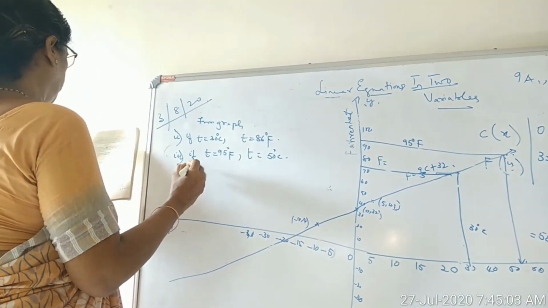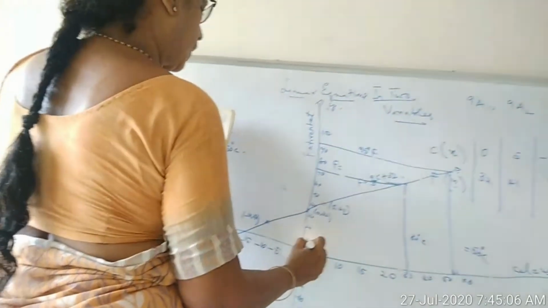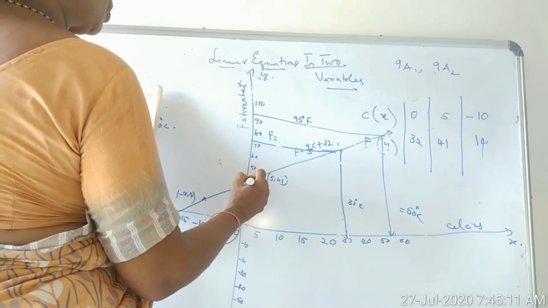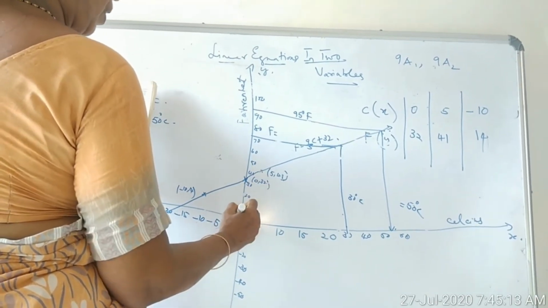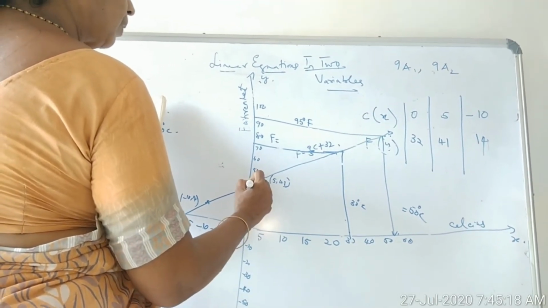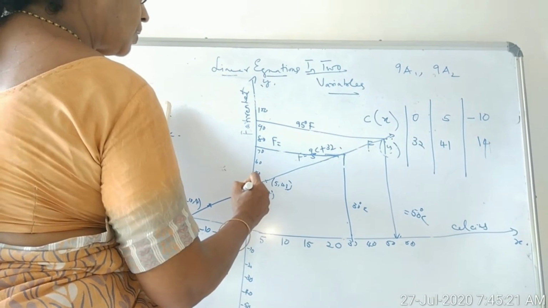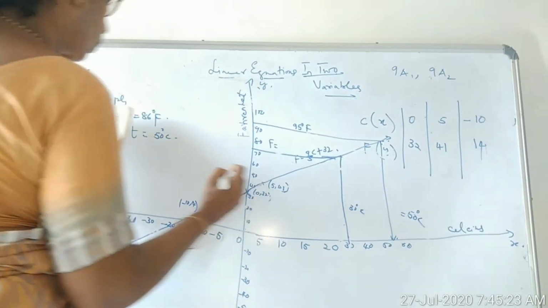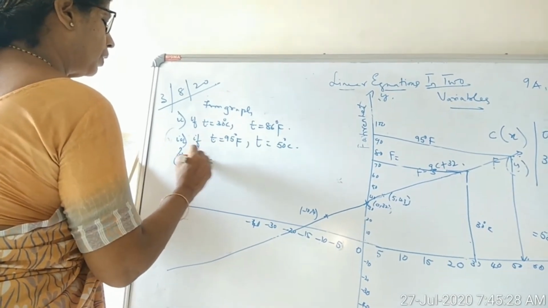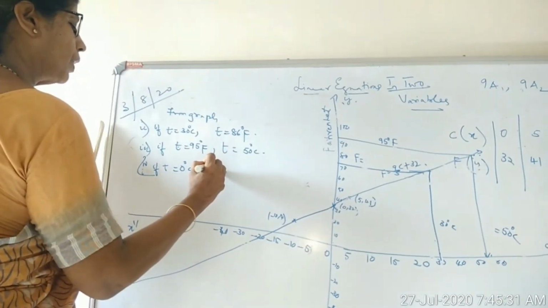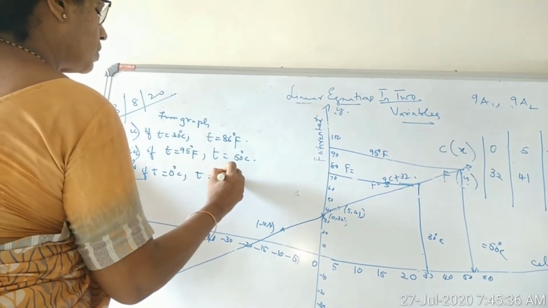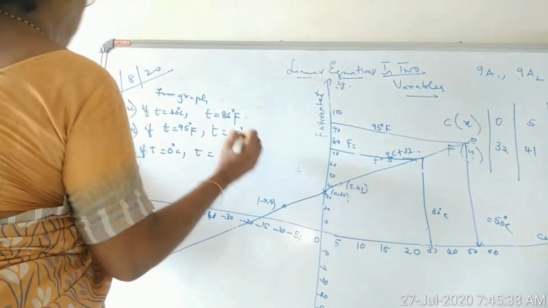Fourth bit, children, at 0 degrees centigrade, what is the temperature in Fahrenheit? On the x-axis, 0. The line is touching the y-axis at what temperature? Yes, if T is equal to 0 degrees centigrade, then the temperature is equal to 32 degrees Fahrenheit.